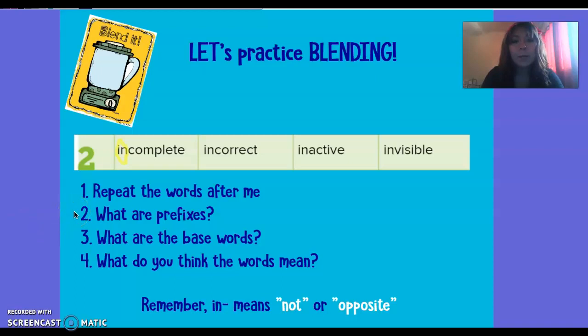All right, repeat after me. Incomplete. Incorrect. Inactive. Invisible. Good. Now, go ahead and identify the prefixes in line 2. Take about 3 seconds to identify. Yes, if you said that the prefix in line 2 is in, awesome job. Now, what are the base words in line 2?